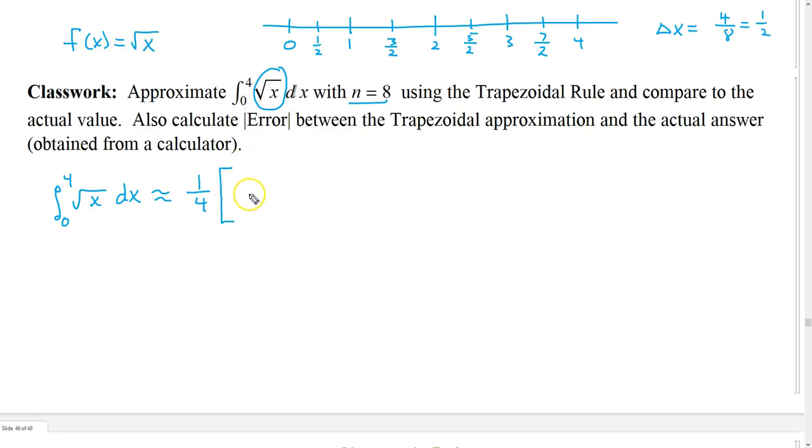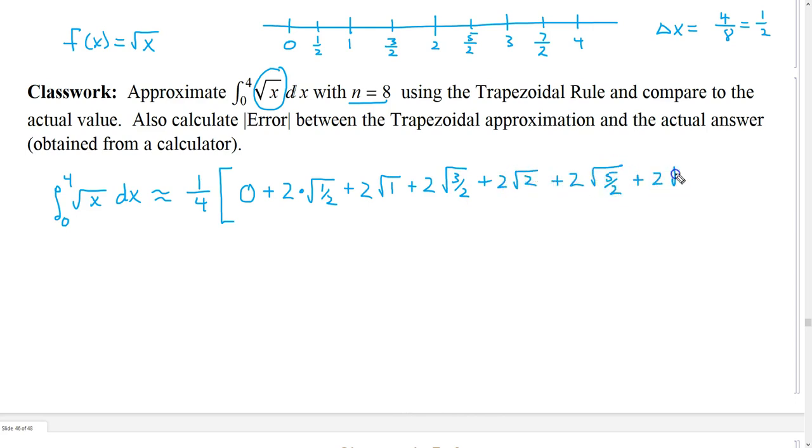So it's going to be 1 times f of 0, well that's just 0, plus, now we start our pattern, 2 times the square root of 1/2, plus 2 times the square root of 1, and so on. And the last one, I don't have a 2 there, we have actually a 1. And there we go, this is what we have to evaluate. Notice our pattern, we have a 1 times 0 to start, so 1, 2, 2, 2, 2, 2, 2, 2, and then we end with a 1. And these are the function values evaluated at the nodal points.